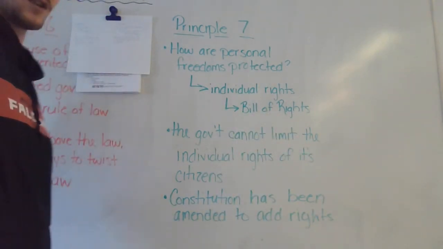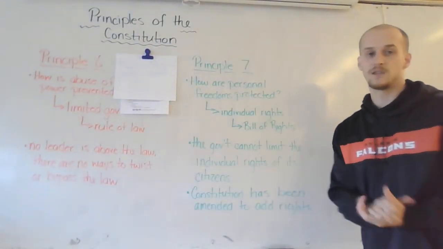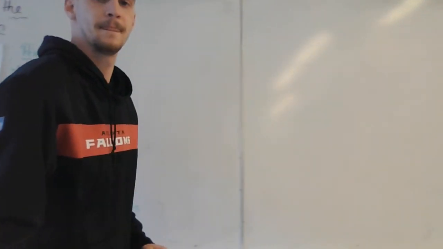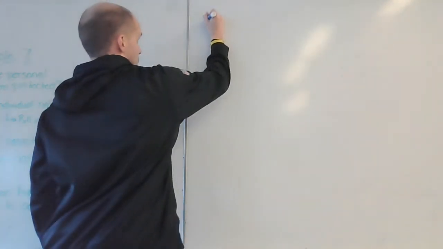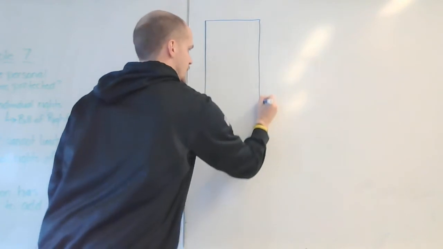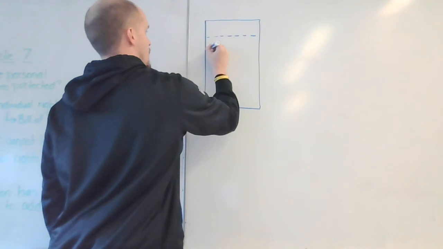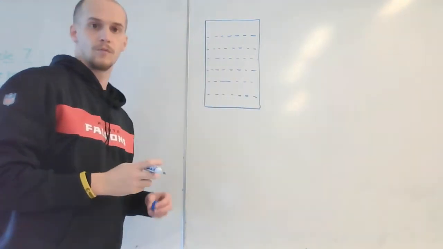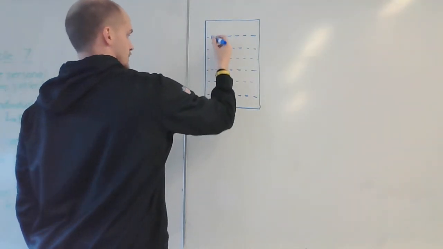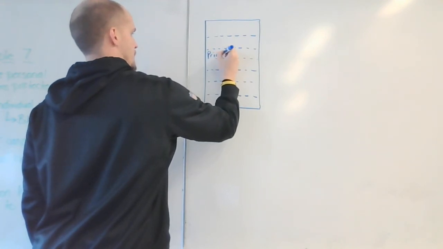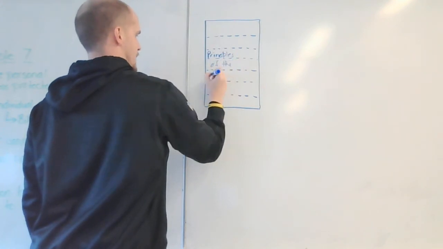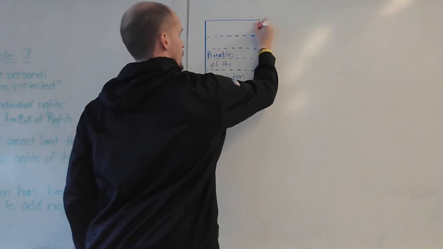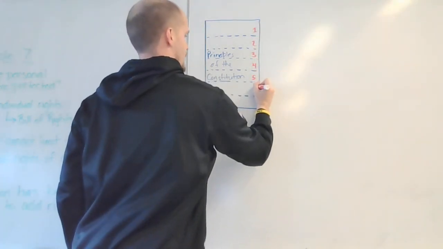All right. So these are the final two of the 7 principles of the Constitution. Now what I want you to do is go back through your notes. And as you go back through your notes, I want you to create a 7-flap foldable. All right, 7-flap foldable. And it's going to be Principles of the Constitution. And then you just number them 1, 2, 3, 4, 5, 6, 7.